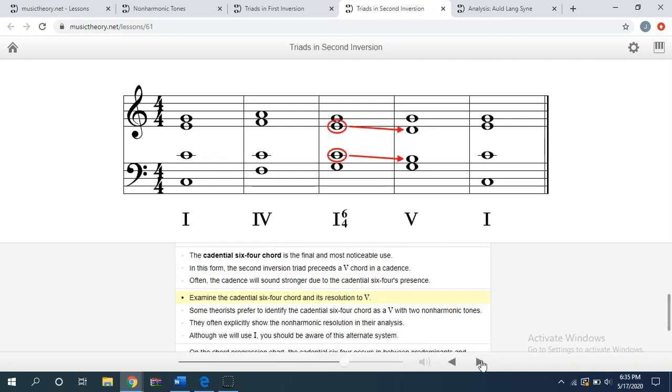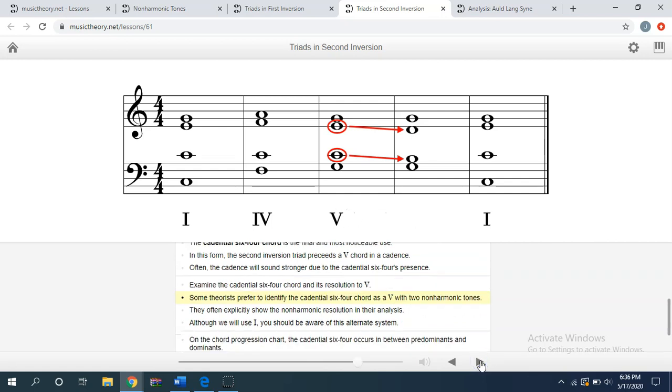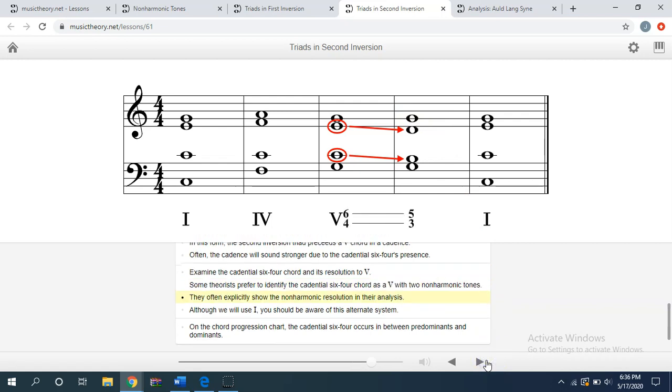So let's go ahead and look at this again as it resolves to the 5 chord. We talked about this a little bit, about how notes go to the ones that's closest to them. Some theorists prefer to identify the cadential 6/4 chord as a 5 with 2 non-harmonic tones, meaning it's basically the same thing as a 5 chord, in this case G and G, with E and C as non-harmonic tones, meaning tones that don't match the chord. We talked about those earlier in the video. And they often explicitly show the resolution in their analysis. So it's going from a 6/4 to a 5/3. Remember, normal root position chords like this one here are 1-3-5.